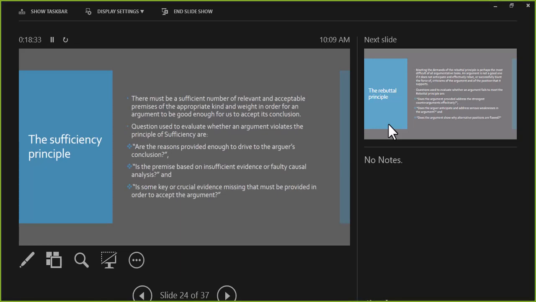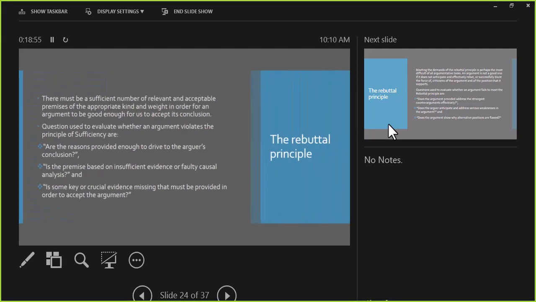A question used to evaluate whether an argument violates the principle of sufficiency is: are the reasons provided enough to derive the arguer's conclusion? Is the premise based on insufficient evidence or faulty causal analysis? And is some key or crucial evidence missing that must be provided in order to accept the argument? Basically, it is about whether the premise is sufficient or not.